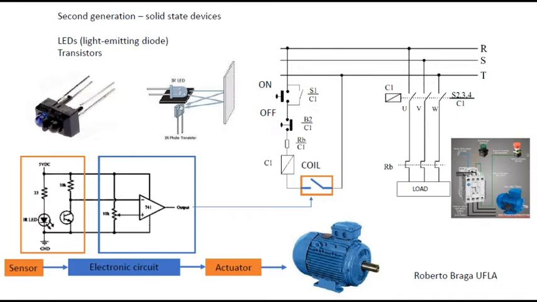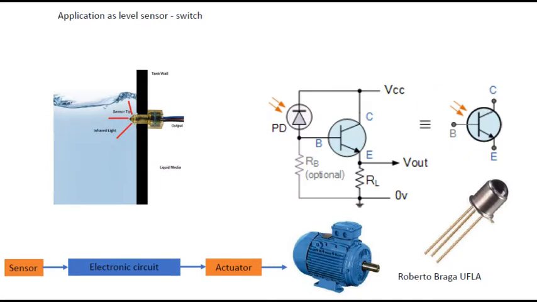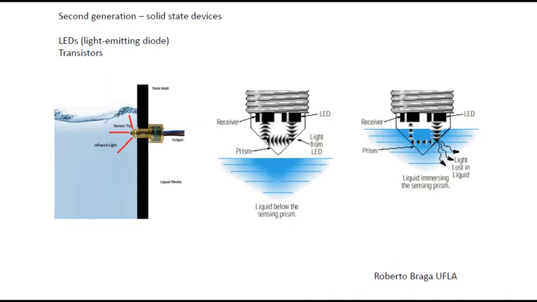Another example of photodiode and/or phototransistor usage is in level sensors, where the sensor changes its state on or off after its contact with the liquid, based on refraction indexes. Its operation is clearer in this slide, where the water acts as a medium to disperse the light, reducing the signal to the transistor.